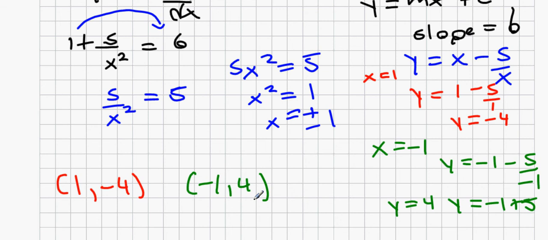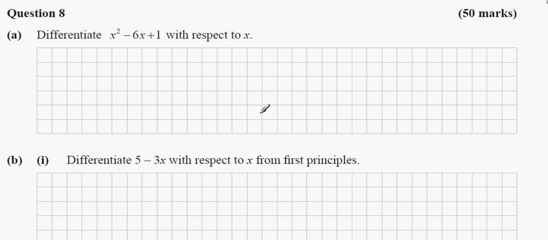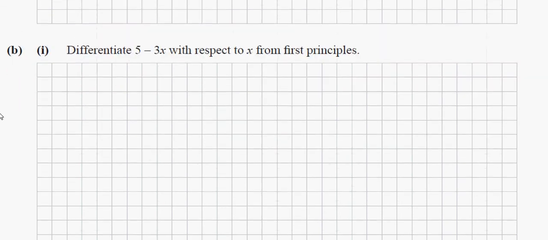Okay, next question. Question 6. Differentiate with respect to x. X squared differentiates into 2x. Minus 6x differentiates into minus 6. 1 differentiates into 0. Differentiate 5 minus 3x from first principles.